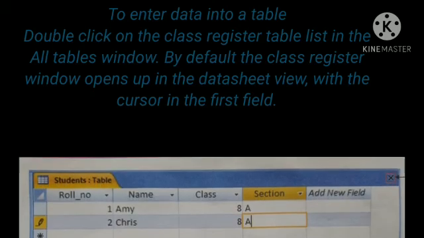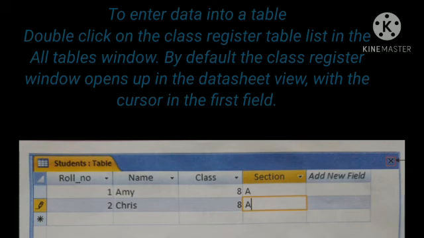To enter data into the table, double-click on the Class Register table listed in the All Tables window. By default, the Class Register window opens up in the datasheet view with the cursor in the first field. Now you can enter data into the table.